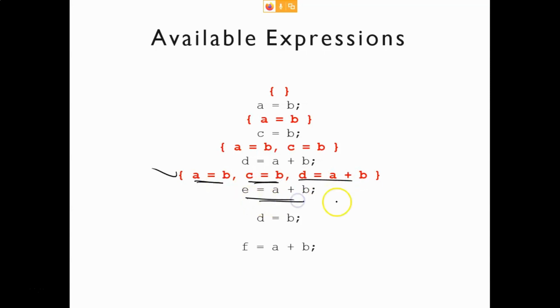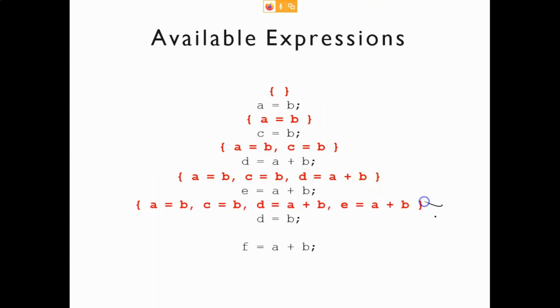After this statement, what will be your set of available expression? You will include this and you will remove those which include E. You can see there is no available expression right now which includes E. So there is nothing to remove. So you will just add this expression. Now this is your set of available expression.